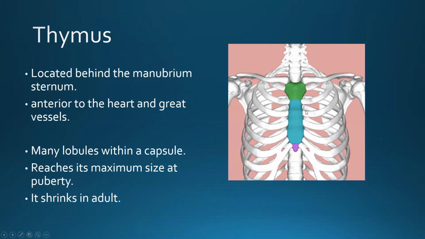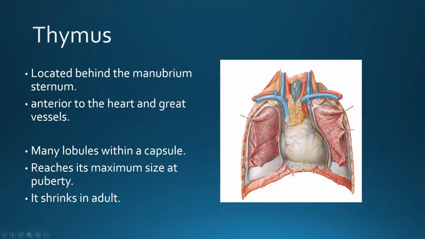They're located behind the manubrium of the sternum. In case you don't know where the manubrium of the sternum is, this is the sternum. It's called the chest bone. This is the sternum, and this is the manubrium part of the sternum. So behind this manubrium, there is the thymus.